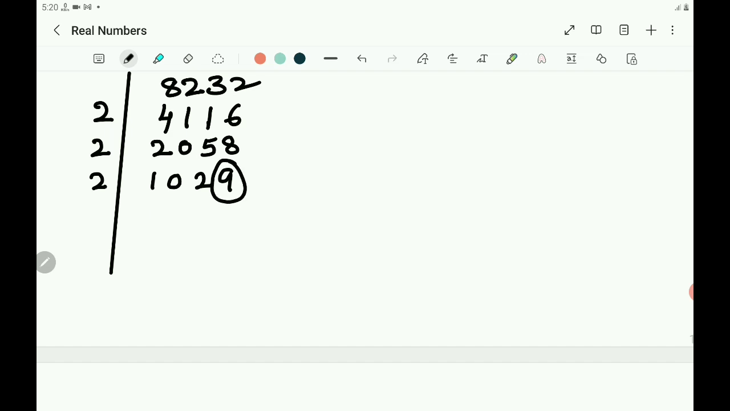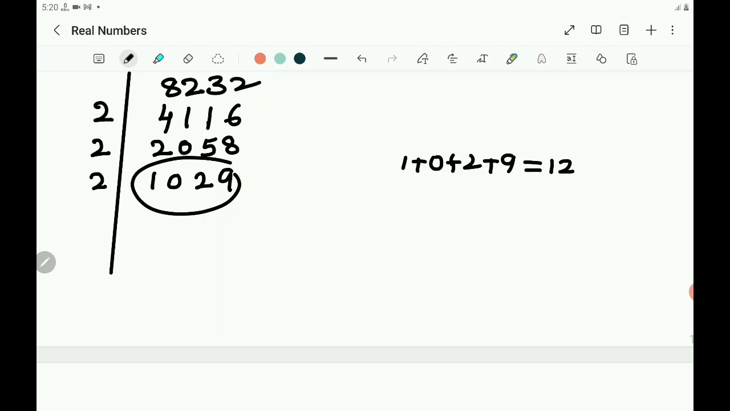1029 is not divisible by 2 because the unit digit is 9, and it is not an even number, it is an odd number. So you can't divide it by 2. Then you try to divide it by 3. Check whether it is divisible by 3 or not. Take the digits of 1029, that is 1 plus 0 plus 2 plus 9. Here 1 plus 0 is 1, plus 2 is 3, plus 9 is 12. 12 is in the table of 3. So this whole number 1029 is also in the table of 3, which means it is divisible by 3. So divide it by 3.